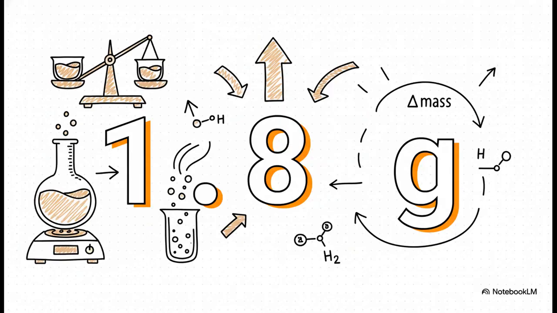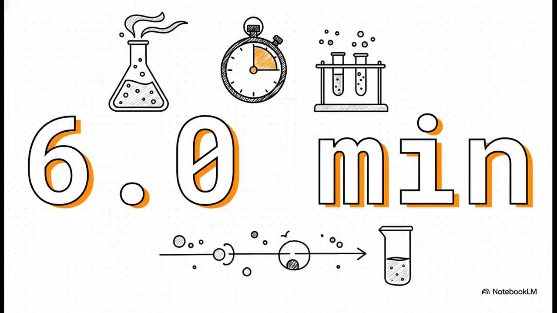Okay, first step, what's the total change here? Well, we started at 256.3 grams, and we ended at 254.5. The difference, what we call the delta mass, is 1.8 grams. That's the exact mass of the hydrogen gas that was made and then escaped. And second, how much time went by? That's the easy part. The experiment ran for a total of 6.0 minutes.